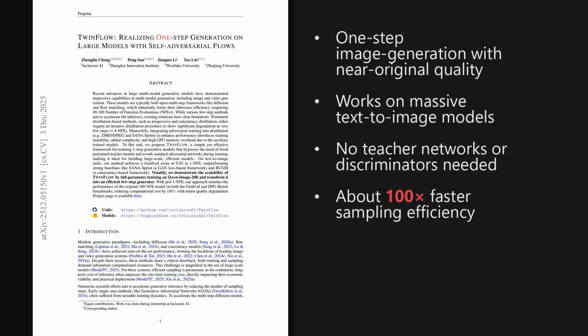The paper is titled TwinFlow, Realizing One-Step Generation on Large Models with Self-Adversarial Flows, and as we'll see later, the implications for fast image generation are quite significant.